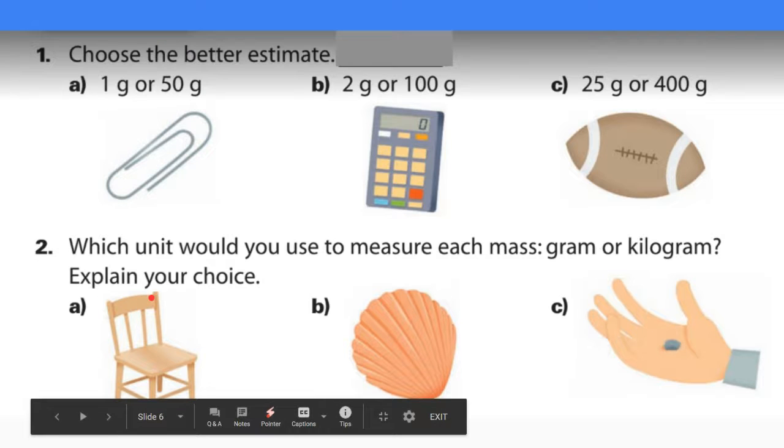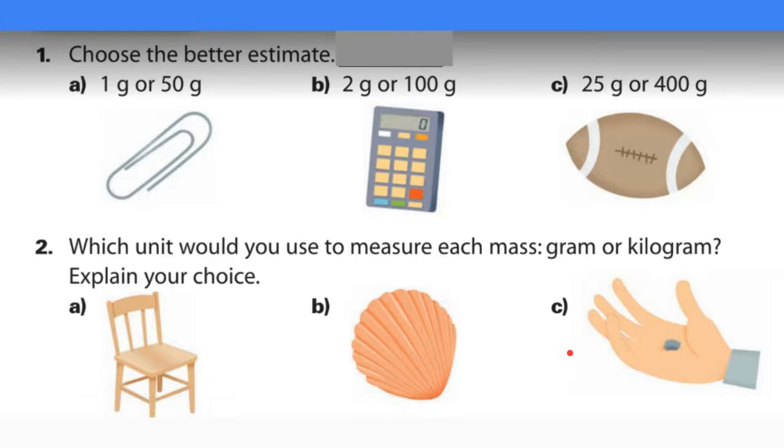All right, now which unit would you use to measure each mass, gram or kilogram? Explain your choice. Can you hold a chair in your hand? No, not really. Maybe if you're a weightlifter. Can it fit in your hand? No, not really. So for a chair, I would think you would use kilograms. Chairs are pretty heavy. Now we're looking at a seashell. Seashells aren't very heavy. I would say I would use grams. You can hold that in your hand. And look at this tiny little rock. I would use grams as well. I don't think they're very heavy.